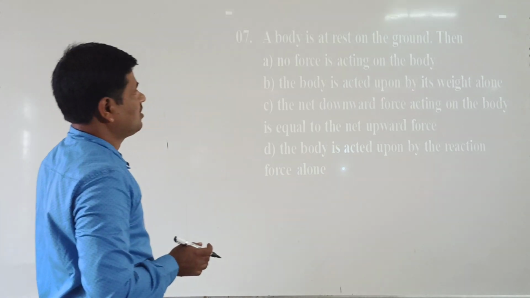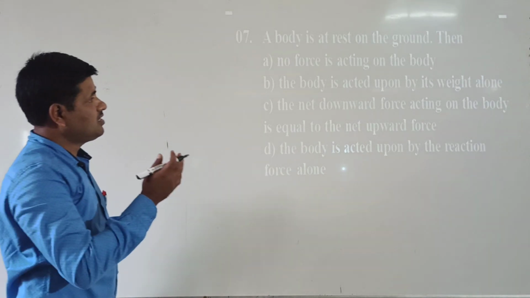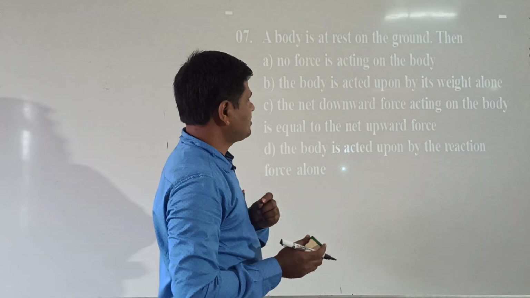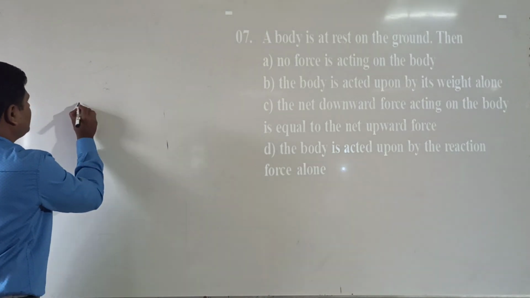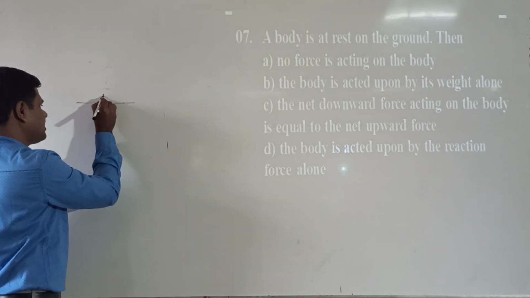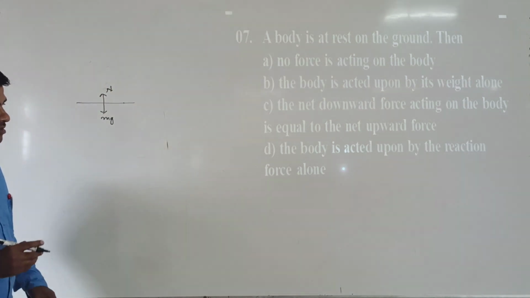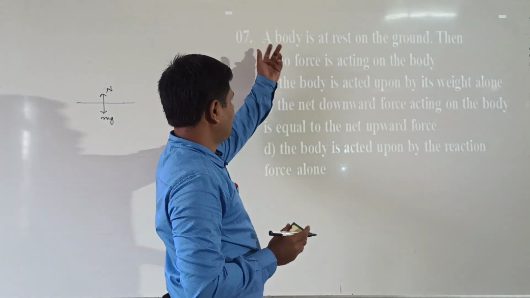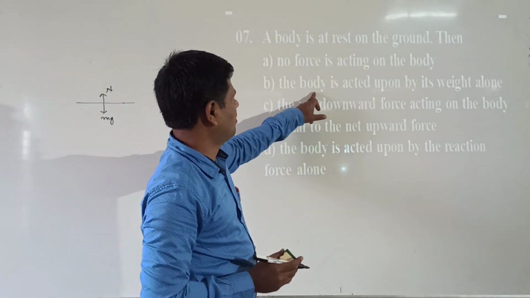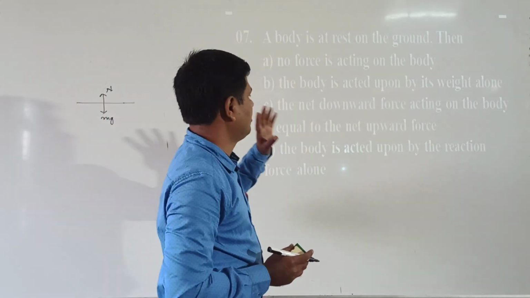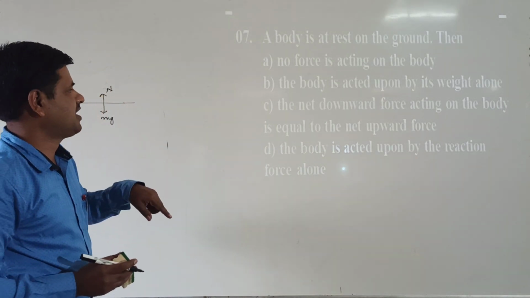A body is at rest on the ground. When the body is at rest on the ground, the weight is acting in the downward direction, and the normal reaction is acting in the upward direction. So which option is here? No force is acting on the body. Second option, the body is acted upon by the weight alone. Weight alone is not acting. Weight and normal reaction are acting.